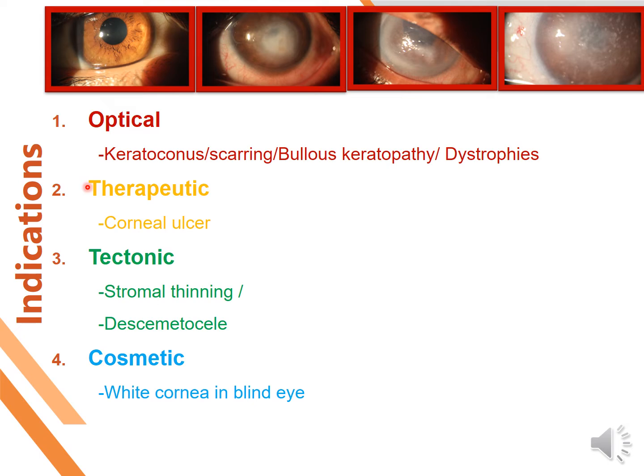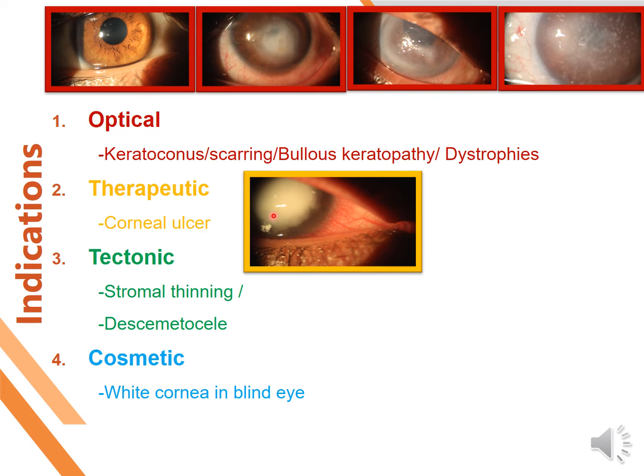Second common indications for the keratoplasty are therapeutic indications, in which the most common is corneal ulcer, or corneal ulcer which cannot be treated with topical or intrastromal medications, sometimes needs therapeutic keratoplasty to remove the diseased tissue and to replace it with a healthy one.